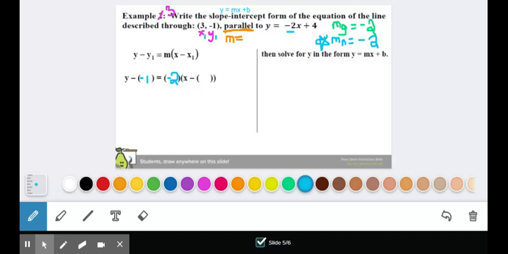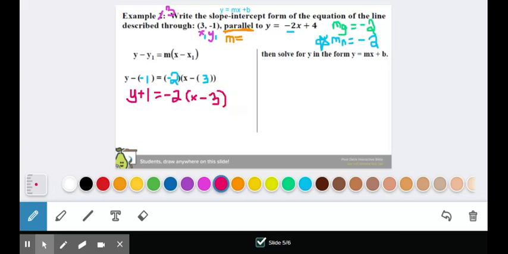And then I have x minus my x1 value, which is 3. Now I can clean this up just a little bit. I know that y minus -1, 2 negatives make a positive, only in math, not in real life. So y minus -1 equals y plus 1 equals -2, open parentheses, x minus 3. Okay, there's my point slope form.